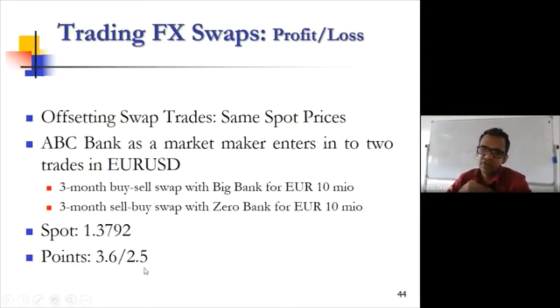Then you can calculate. But remember, it's a negative point, then you can calculate what would be the forward rate. Then obviously for the second transaction, the applicable rate would be 3.6 because it's the opposite of the first transaction. Instead of a buy sell, you do a sell buy. Forward leg, ABC Bank, market maker is going to buy. Market maker buys at the bid price. So the applicable points are 3.6.